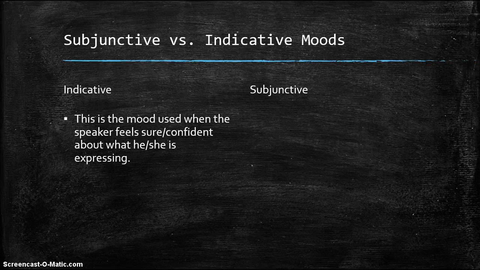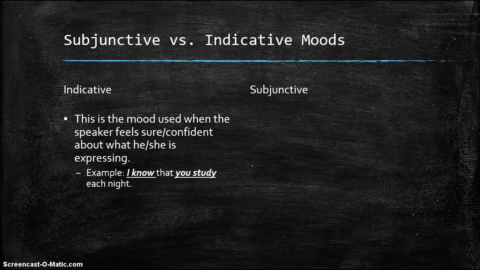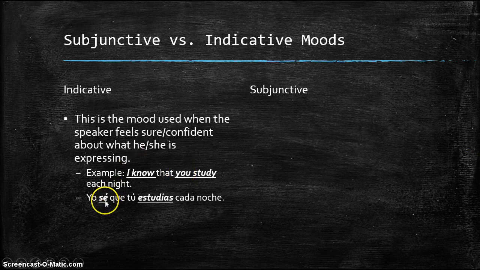The indicative mood is used in a language when the speaker feels sure or confident about what he or she is expressing. Here's an example in English. I know that you study each night. Because the speaker says, I know, they can use the indicative mood in the rest of the sentence. It's more obvious in Spanish because in English we don't have different endings like we do in Spanish. Here's the exact translation in Spanish. Yo sé que tú estudias cada noche. Both sé and estudias should look pretty familiar to you because these are in the indicative present tense.